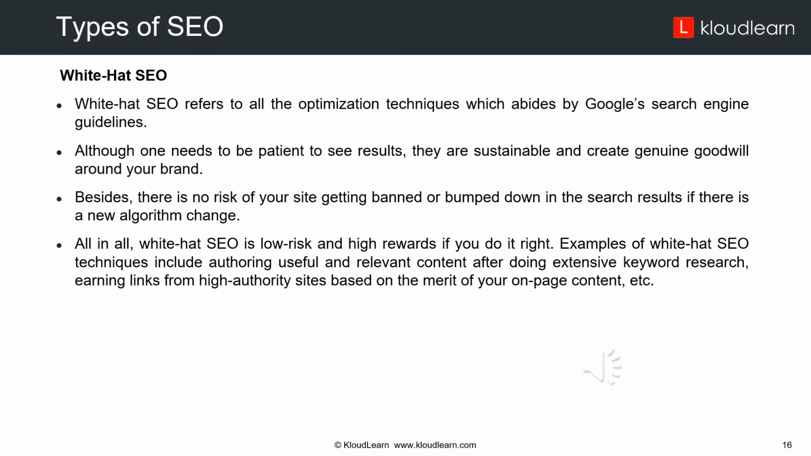White hat SEO. White hat SEO refers to all the optimization techniques which abide by Google's search engine guidelines. Although one needs to be patient to see results, they are sustainable and create genuine goodwill around your brand. Besides, there is no risk of your site getting banned or bumped down in search results if there is a new algorithm change. All in all, white hat SEO is low risk and high rewards, if you do it right. Examples of white hat SEO techniques include authoring useful and relevant content after doing extensive keyword research, earning links from high authority sites based on the merit of your on-page content, etc.